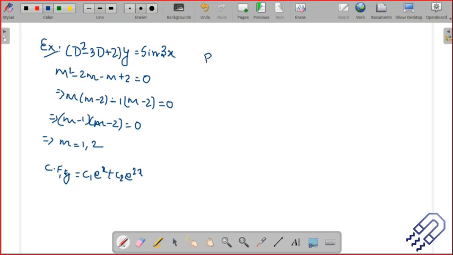Tell me the particular integral that you're getting. Complementary function, I think all of us are experts right now. Sir, the particular integral is 9 cos 3x minus 7 sine 3x by 130. 130. Okay, what about others?